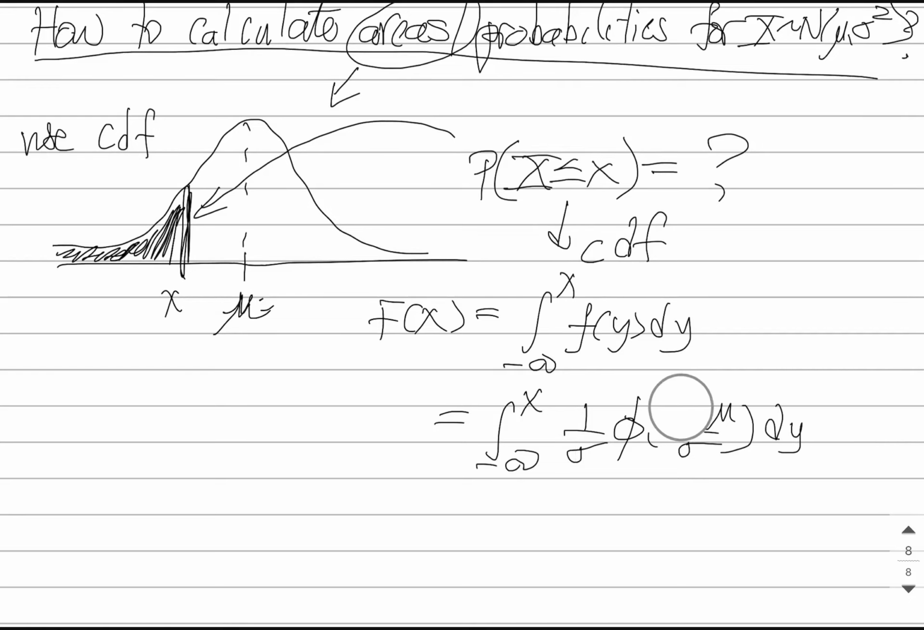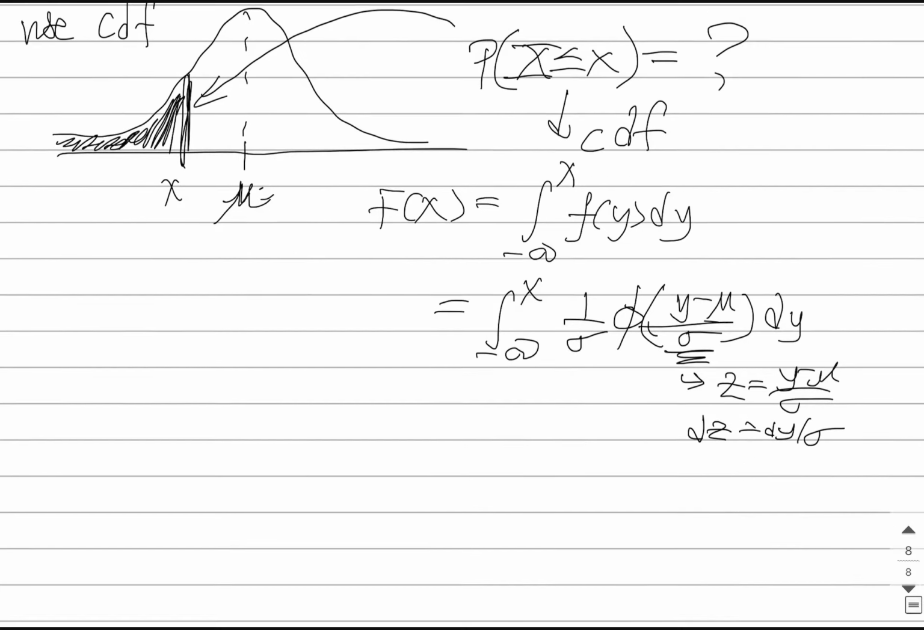All right, I should be careful here. Write this as a y. So we make a substitution, as always. Z is y minus mu over sigma. dz will be dy over sigma. The infinite limit will not change, but the upper limit will. And the upper limit will become x minus mu over sigma. This will get us phi of z dz.